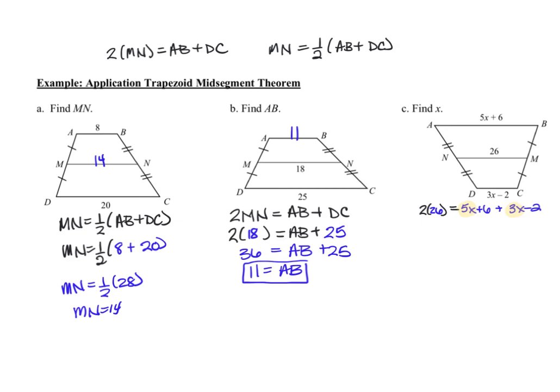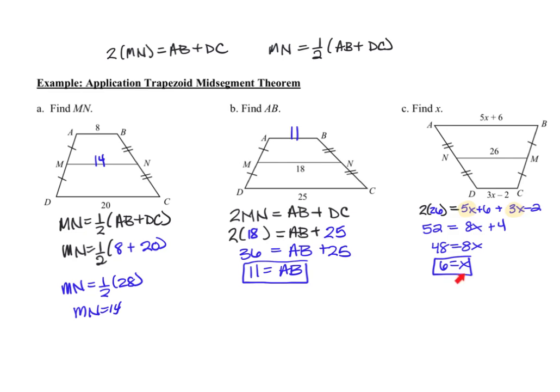So 2 times 26 is 52. Combine those like terms, 5x and 3x is 8x, and then you have a positive 6 and a negative 2. That's going to give me a 4. Subtract the 4 from each side. You're going to get 48 is equal to 8x. Divide by 8 on each side, you get an answer of 6 for x.